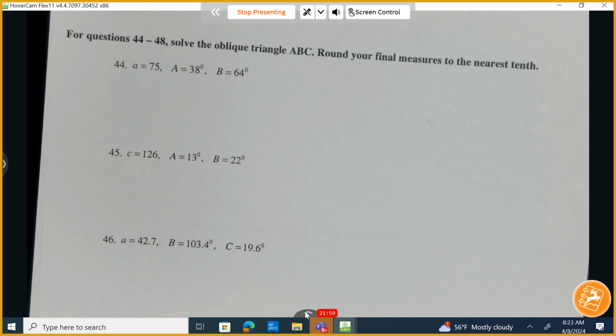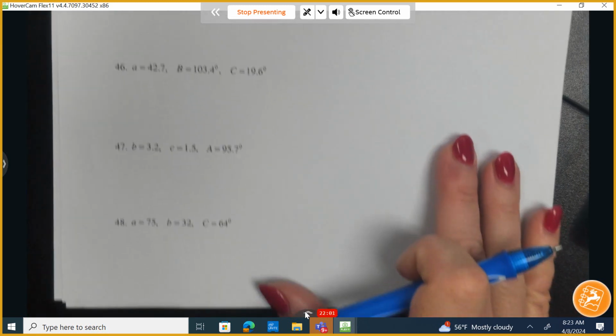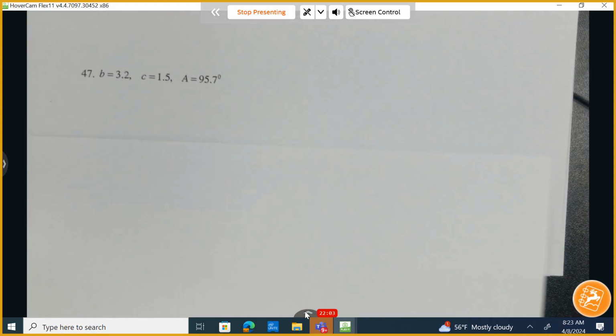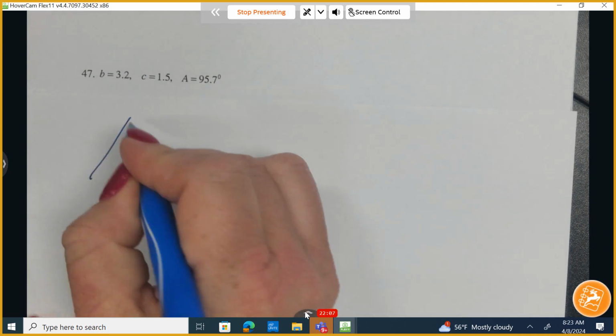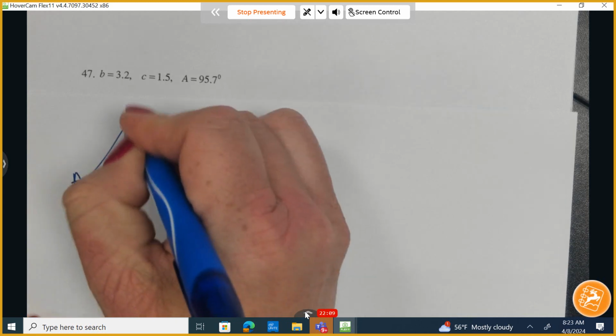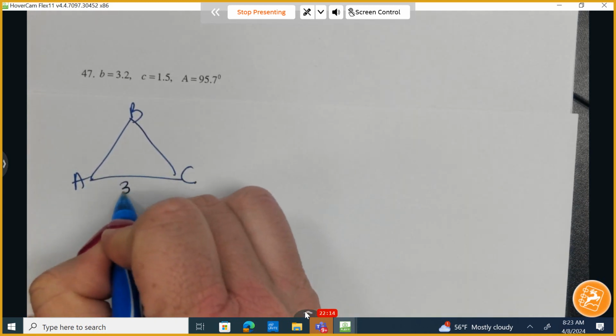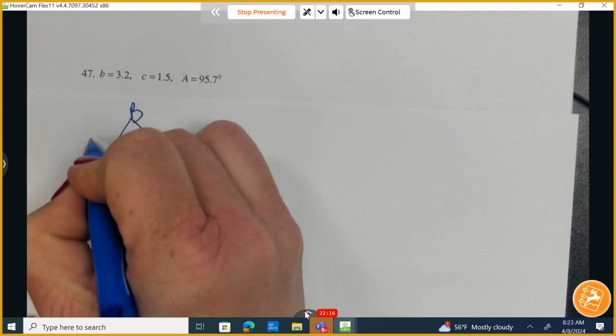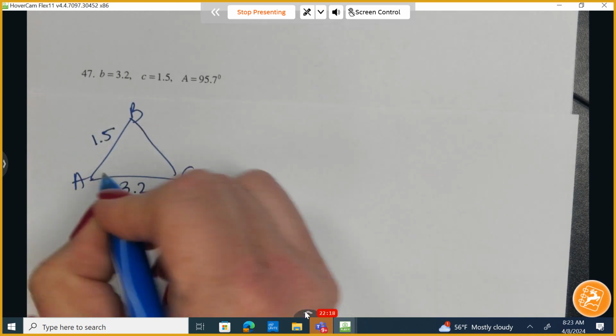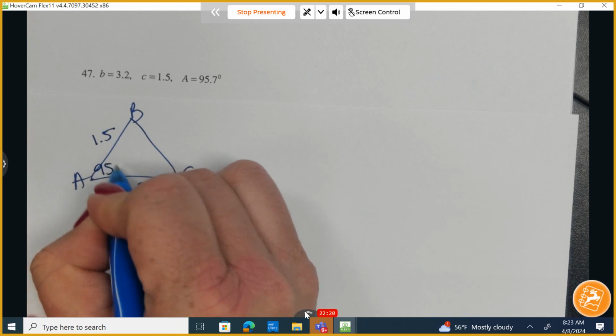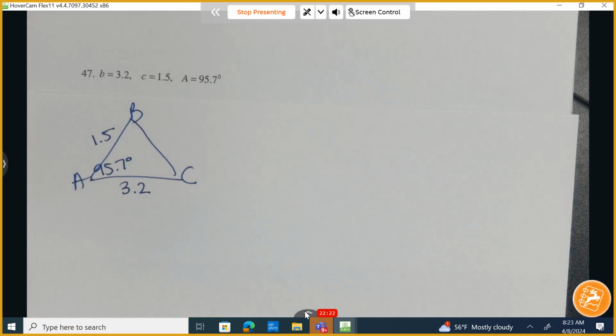I want you to jump down to number 47. Draw yourself a triangle. A, B, C. Okay, and then let's put this in. We know side B is 3.2. We know side C is 1.5. And we know angle A is 95.7 degrees.